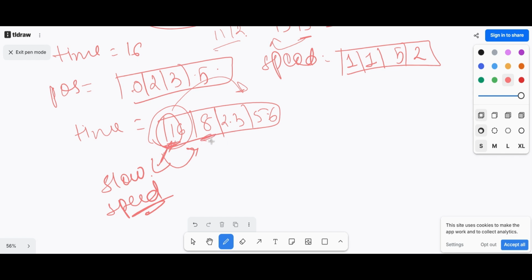For 8, still no one is slower than 8 on the right side, so this will also slowly reach at its point. No one can beat it. For 2.3, yes, there is another car slower than 2.3 on the right-hand side of this, which will block this 2.3 at some point, for sure. Which point, if you need to find it, then this 16 is traveling, this for position 3.